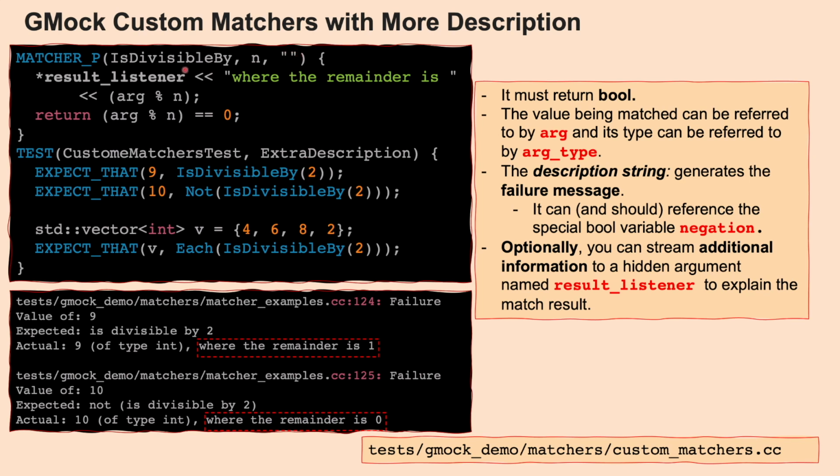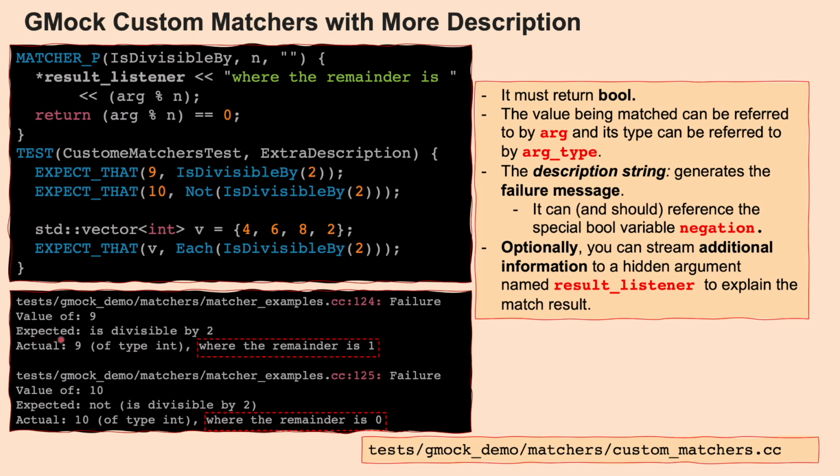For now, I'm using the default, which would be "is divisible by", that's generated by the Google Test platform. However, notice that inside, I'm using result listener, which prints something extra for the actual part. So let's look at this example first. Expect that 9 is divisible by 2. This obviously is not the case. So let's look at the output.